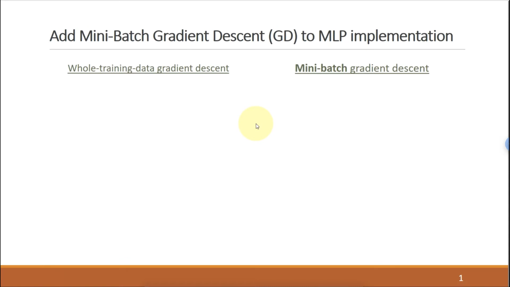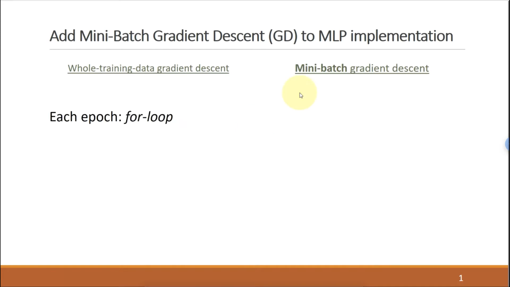Let me first explain to you at a conceptual level what's the difference of the implementation process between the whole training set gradient descent and mini-batch gradient descent. On this slide, I have put them side by side. I will highlight what is the same and what are the differences so that you can see clearly on a conceptual level how you can go about modifying the processes to add mini-batch gradient descent.